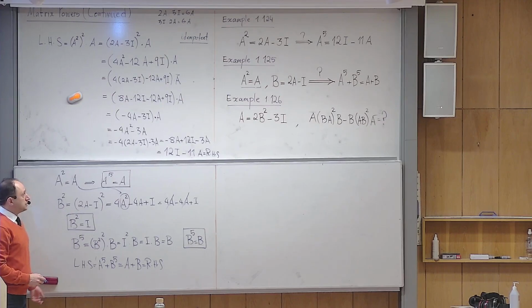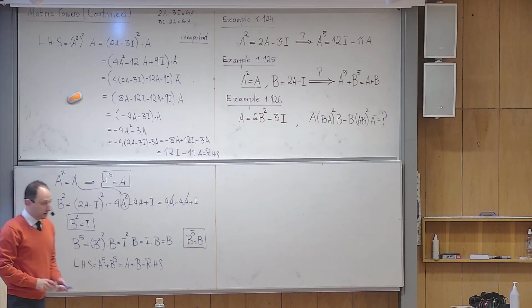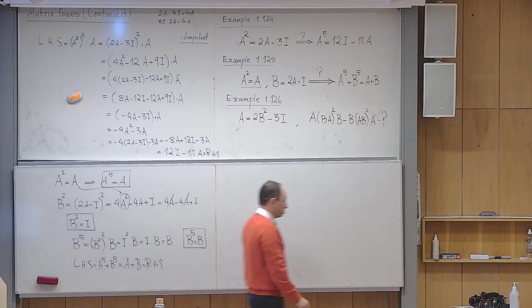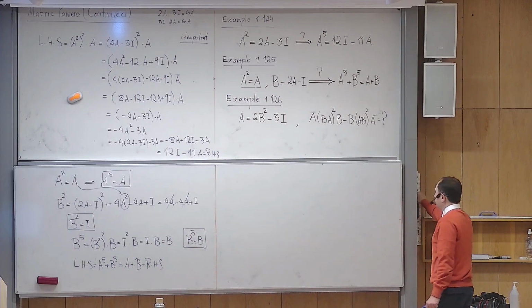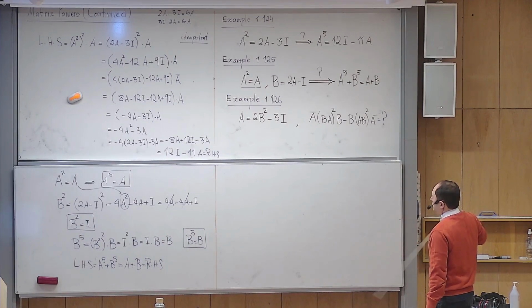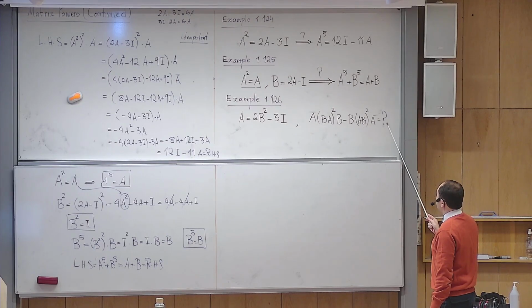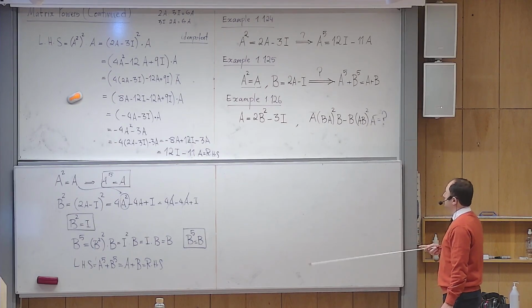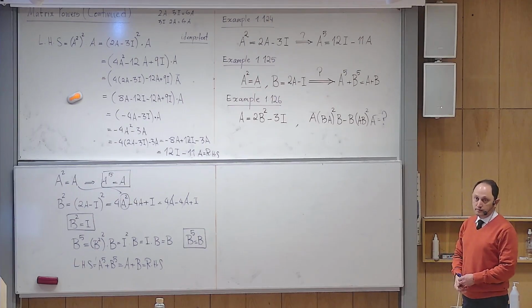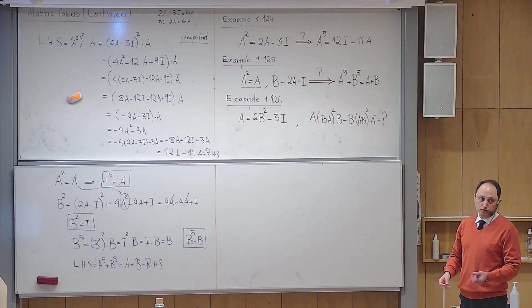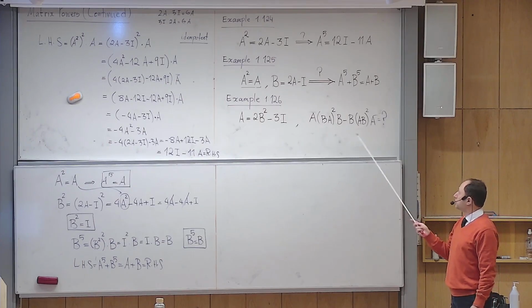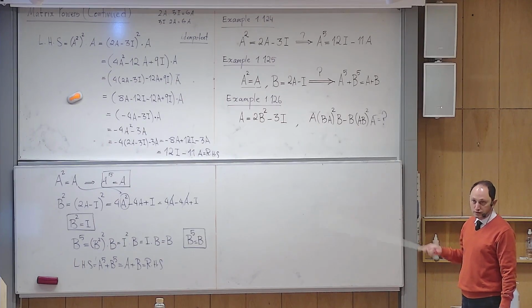Okay, for the next example, let me ask you one question before you start working on it. I don't know if you have already done that. So forget about this condition. If A and B are numbers, what is the answer to this question? Zero. Yes, because if A and B are numbers, there is no difference between these two.